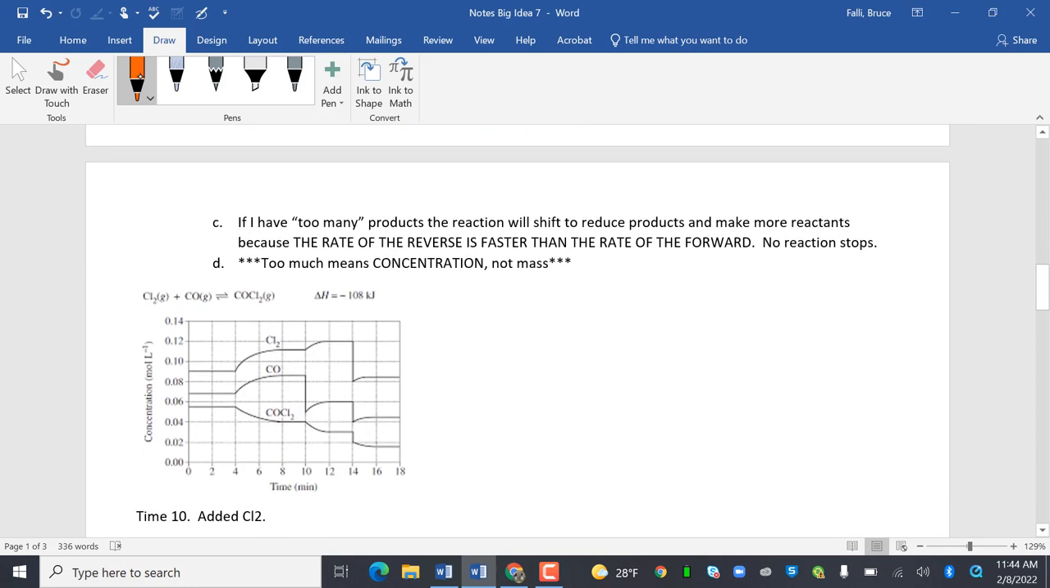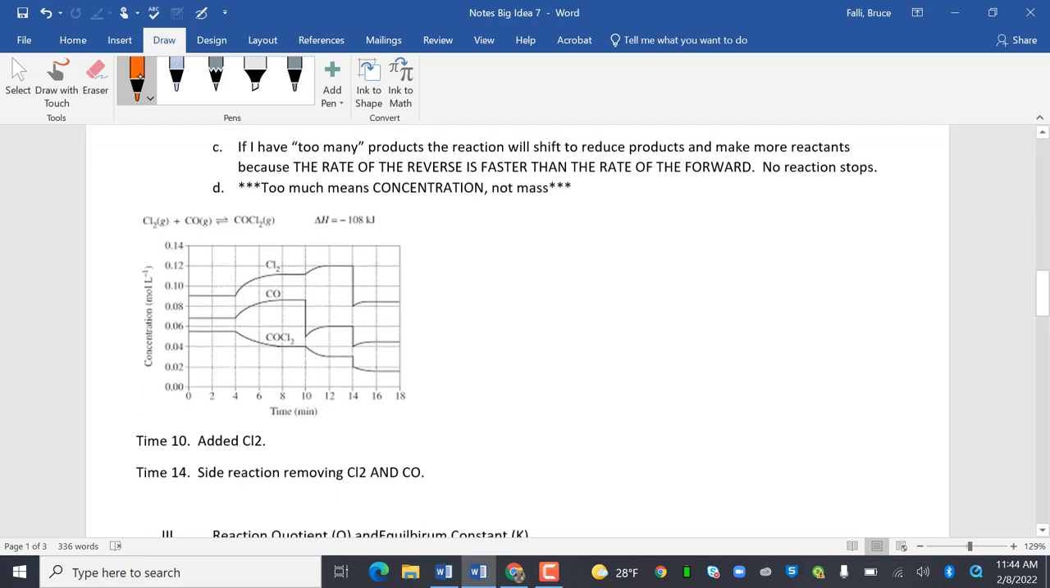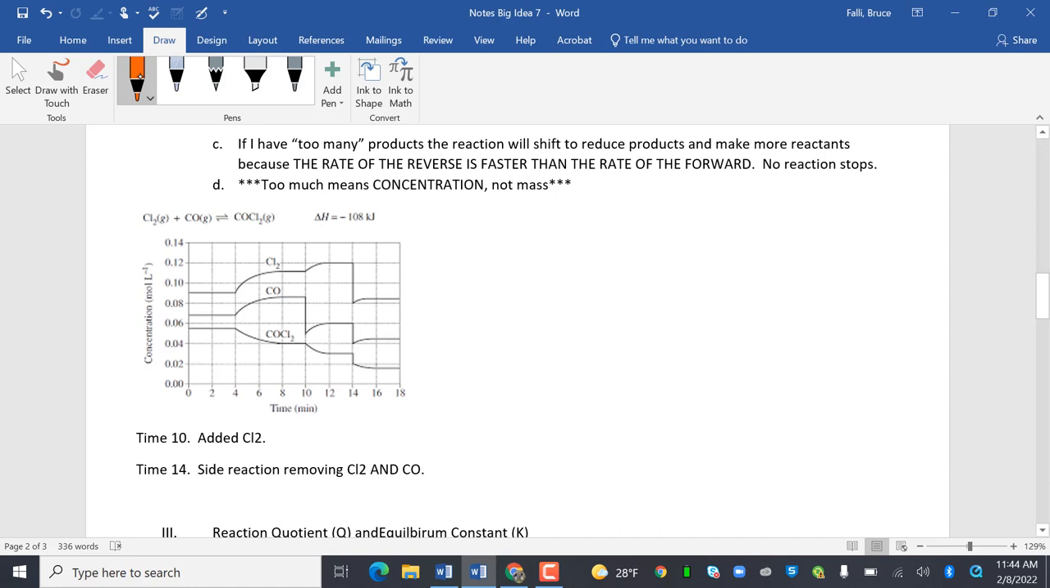If I have too many products, then the reaction will shift to reduce the products and make more reactants because the rate of the reverse is faster than the rate of the forward. If you just say the reverse reaction goes because I have too many products, you need to make sure that the forward is still going, but just the reverse is faster. Too much means concentration, not mass. These things are concentration because they deal with rates. Remember, amounts don't affect rates, just concentration.